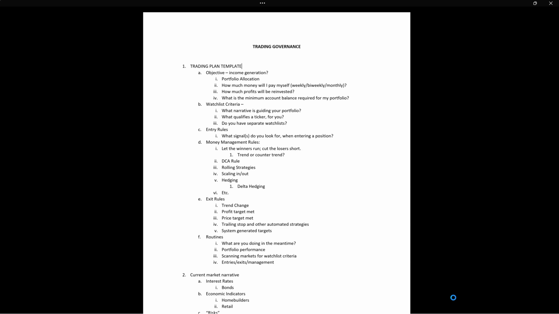And a lot of us are in the markets just to be in the markets. Like we haven't really defined why we're doing what we're doing. Are you trying to generate income? Are you trying to build your long-term portfolio? Whatever your objective is for trading in the markets, define that clearly in your trading plan.